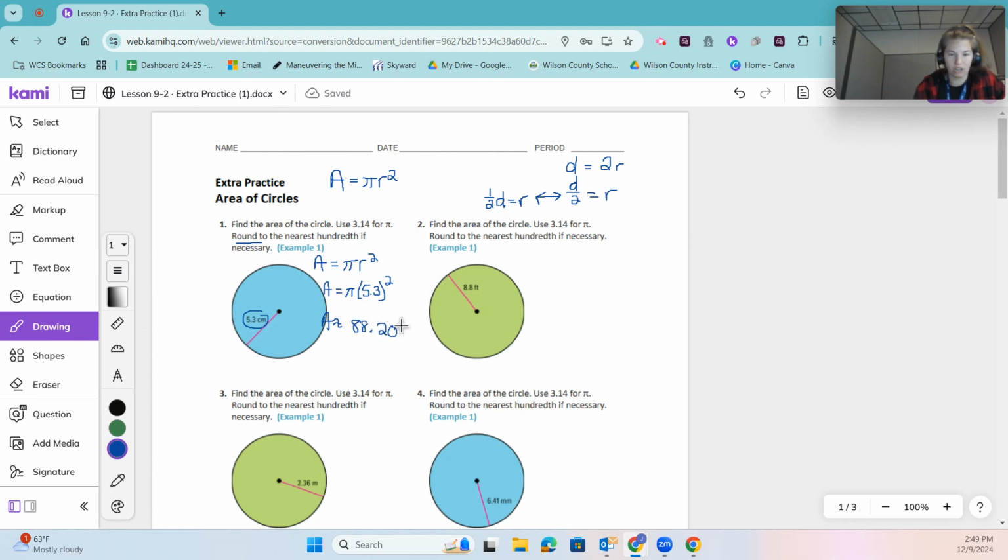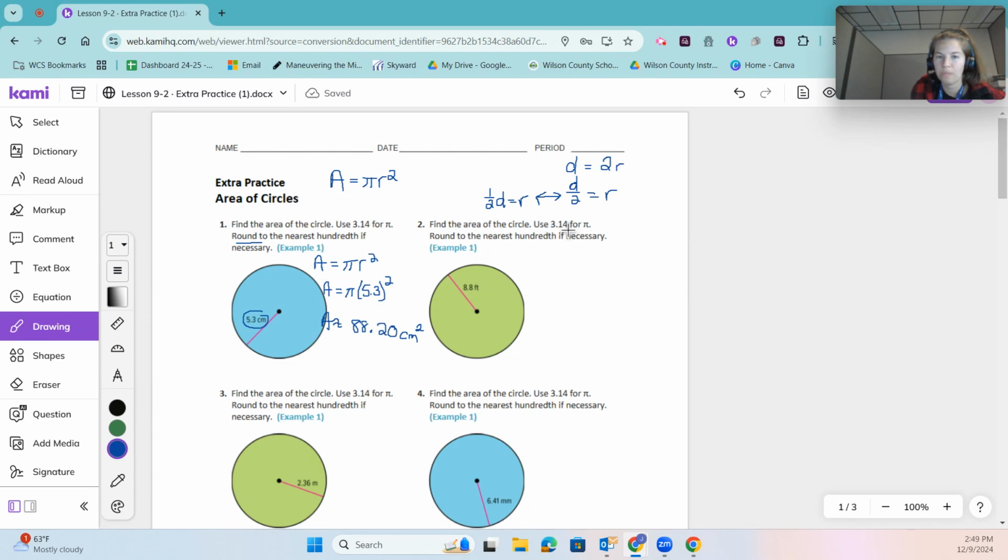88.20 because it's 2026. It says to the nearest hundredth, that's the second place value, but that 2 that's after it tells the 0 to stay the same. And that's going to be in centimeters, and that's actually centimeters squared because we're talking about area, which is 2-dimensional. Let's try one more that is exactly like that.